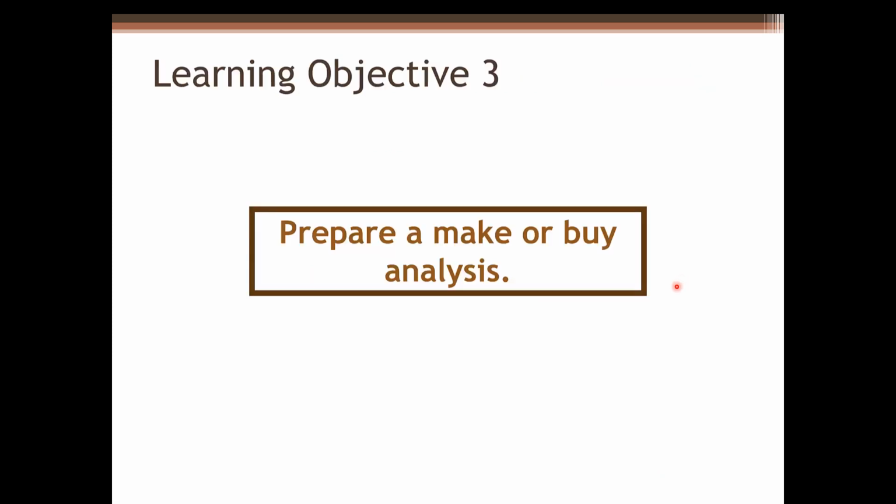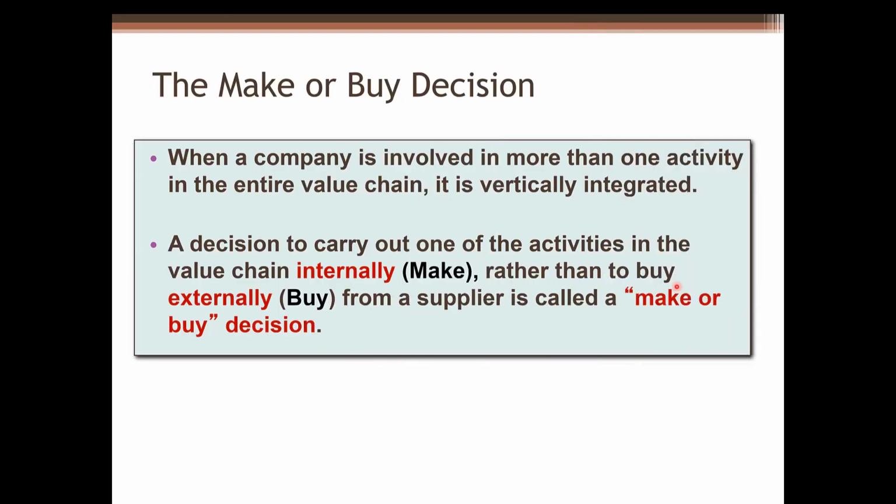Learning Objective 3. Prepare make or buy analysis. When a company is involved in more than one activity in the entire value chain, it's vertically integrated. A decision to carry out one of the activities in the value chain internally, to make rather than to buy externally from a supplier, is called a make or buy decision.